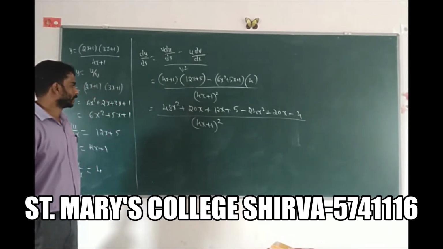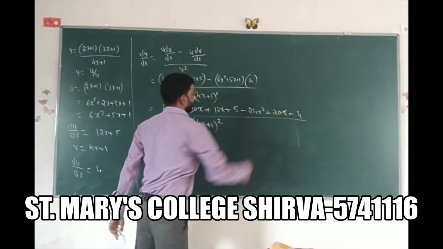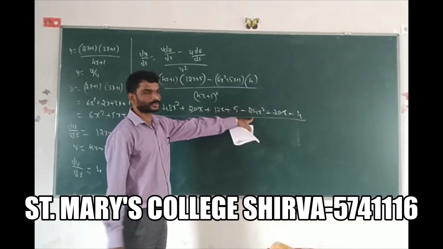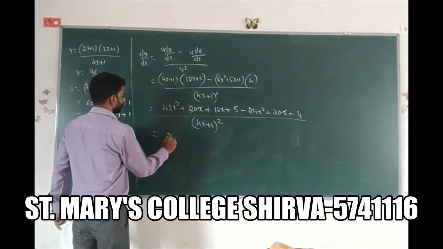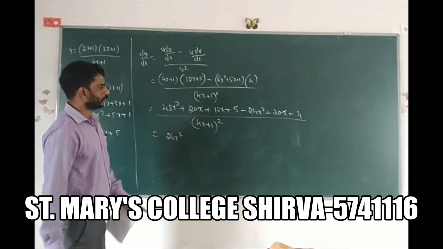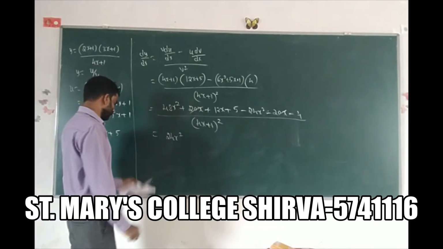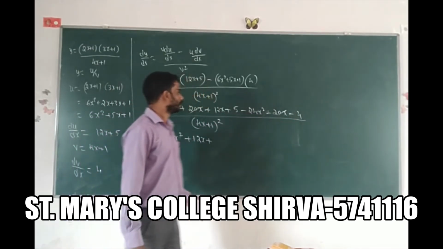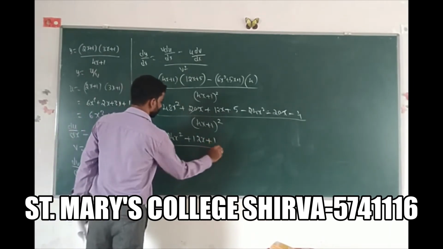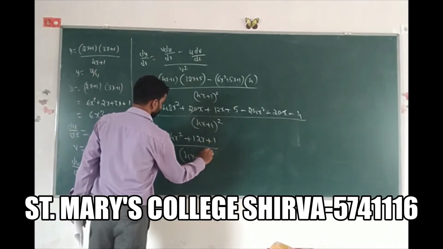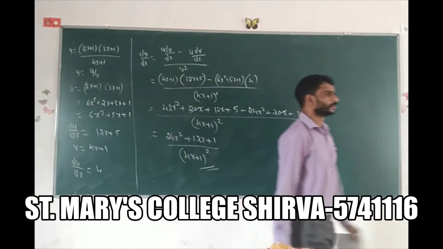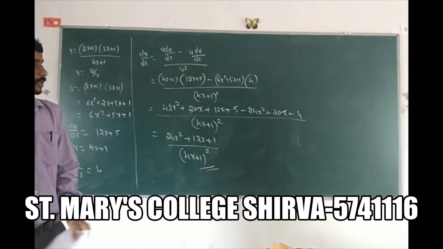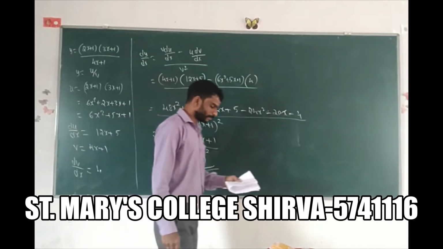Now just look which terms we can cancel. Here 20x is there and minus 20x, that gets cancelled. Then 48x square minus 24x square, so it remains plus 24x square. Then the only x term is 12x. 12x plus 5 minus 4, that is 1, divided by 4x plus 1 whole square. Okay, so this is the answer of the given question.